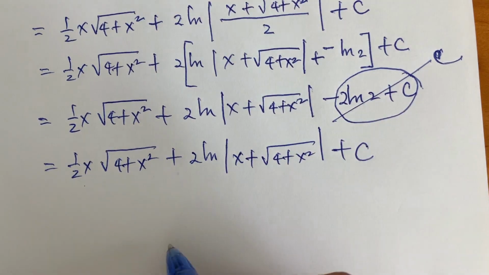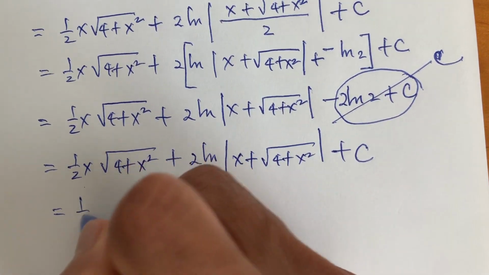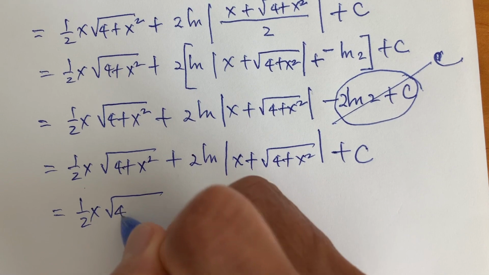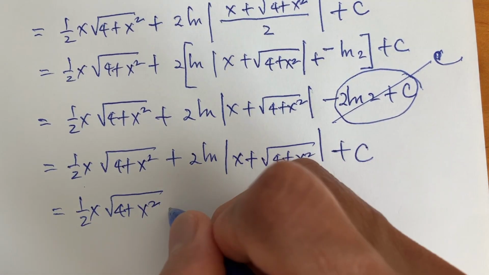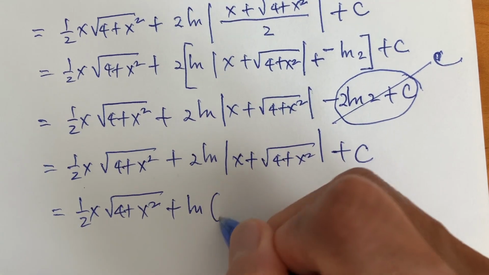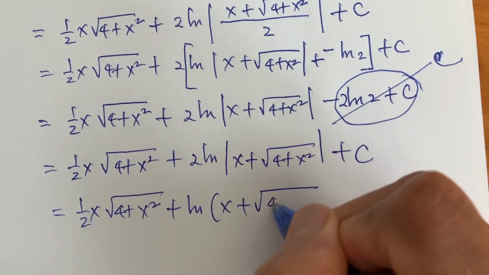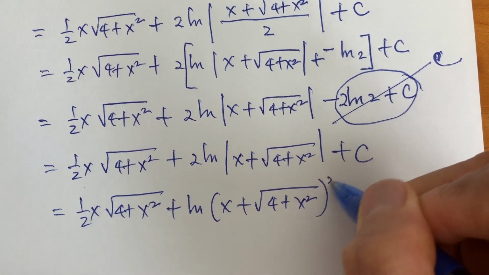And finally, another way of writing this is 1/2 x square root of 4 plus x squared. We can pull out the 2 and make it an exponent, so we don't need to use that absolute value, plus c.